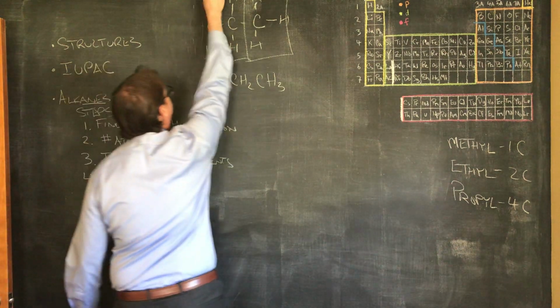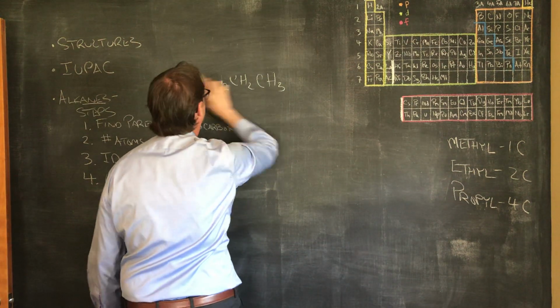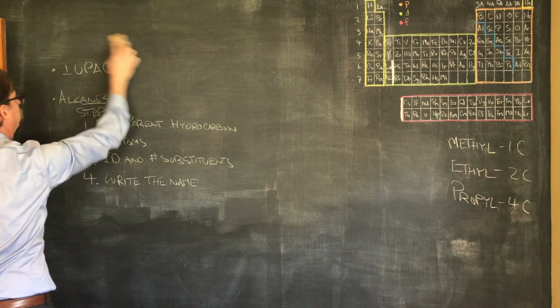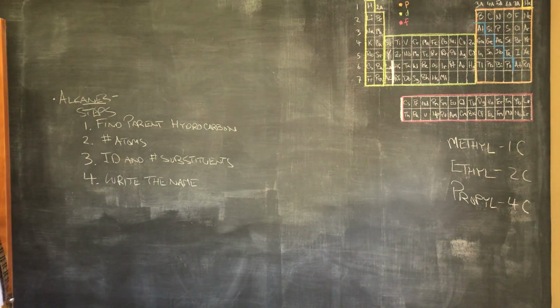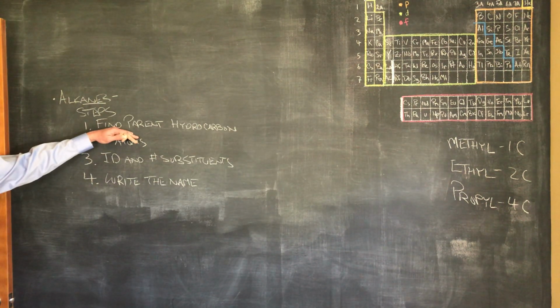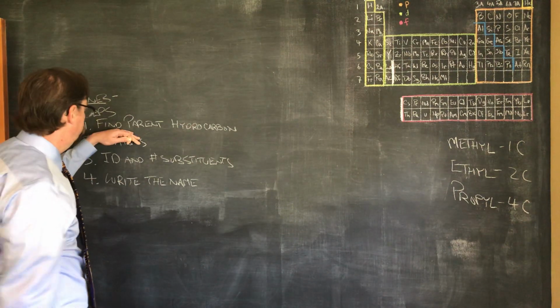Let's talk about some of the steps of how we go about naming. Then we'll do 3 examples. Okay. So the steps for naming alkanes: 1, we're going to find the parent hydrocarbon. That's going to be the longest continuous chain in our structure.